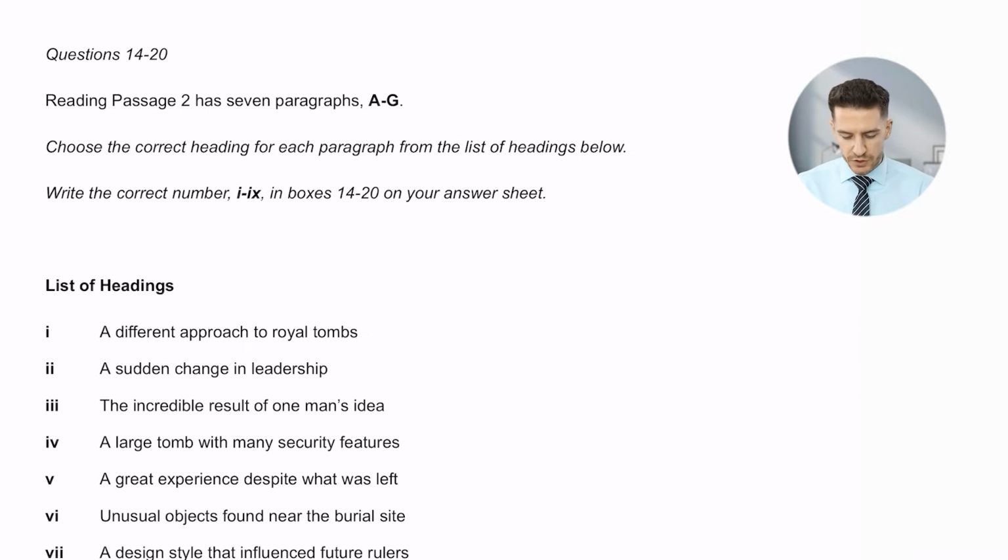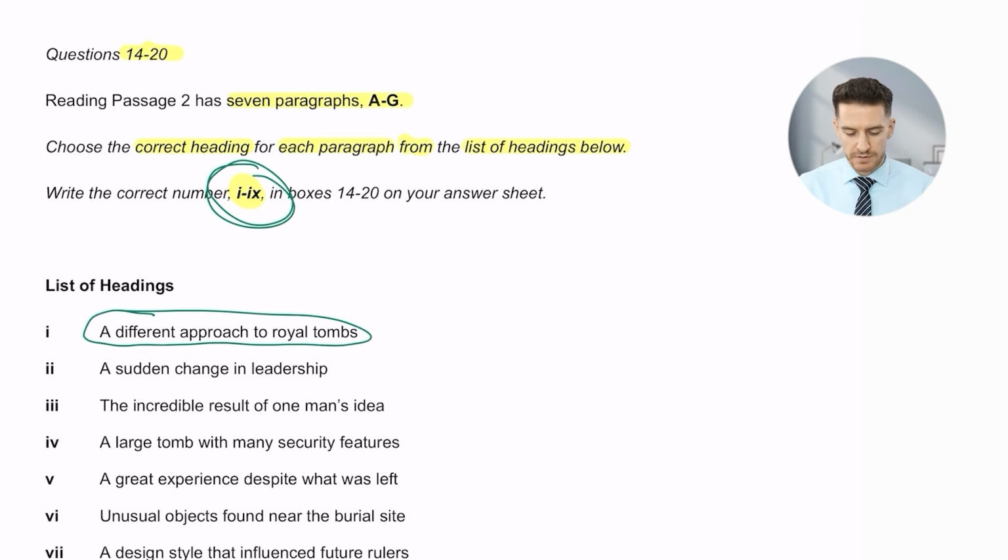So here they are, questions 14 to 20. Reading passage 2 has 7 paragraphs, A to G. Choose the correct heading for each paragraph from the list of headings below. Write the correct number, 1 to 10, in boxes 14 to 20 on your answer sheet. Now this here is very important because it's telling you what to do and what not to do. You need to write a number as your answer. You don't need to write the full name of the heading. So always be careful of that.